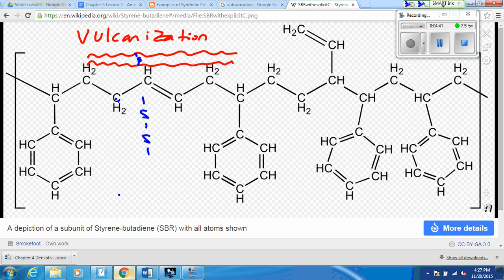Monochlorine. Does that help? Yep. Do you know what SBR polymer is? This is exactly what we were just talking about. SBR, styrene butadiene, and the polymer means it's made up of many units.